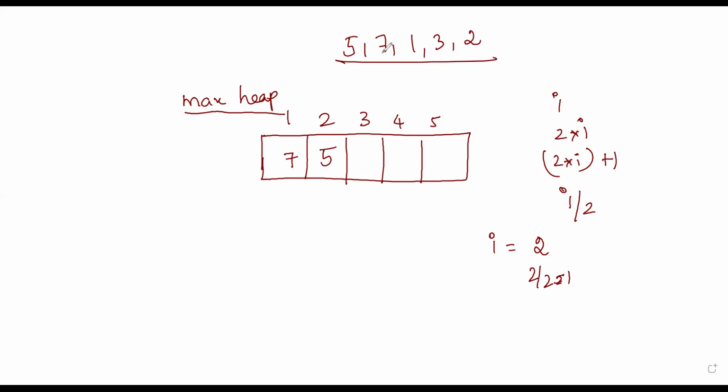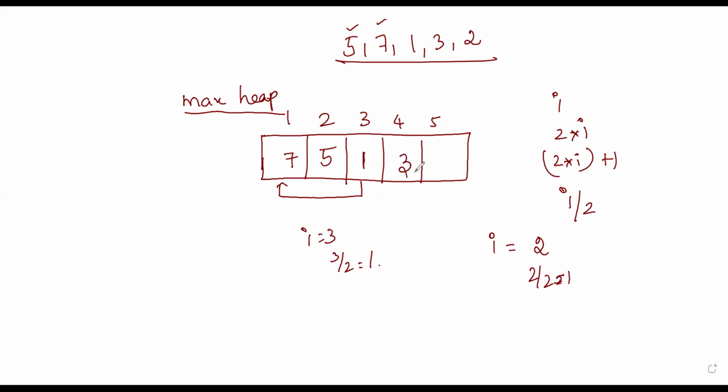Okay, now it is okay. Next is 1, which is at the third position, so i is equal to 3. To find its parent, 3 by 2 is 1 point something, so you have to take the floor value. The parent is this one, 7. That is, the third position element's parent is the first position element. So 1 and 7 are compared. Since it is a max heap, the parent should have the greater value, so it is already there.